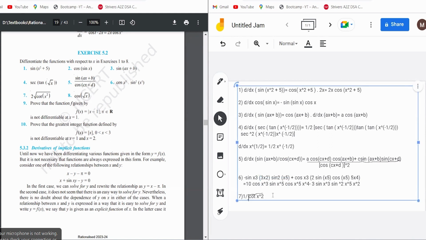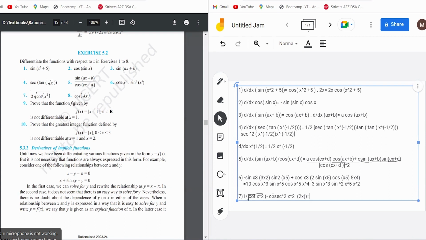differentiation of cot of x square. Differentiation of cot x is minus cosec square x. So it would be minus cosec square x, and x is x square. So write it in the same way. Okay. Now the differentiation of x square, which is nothing but 2x. Closing this. So this is our final answer.